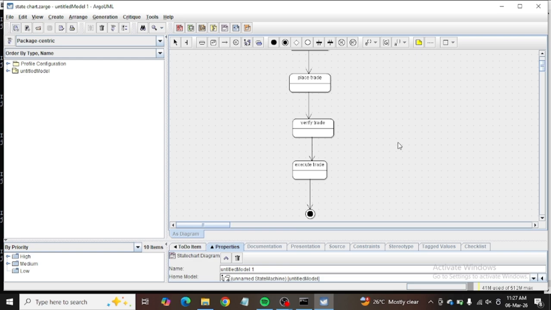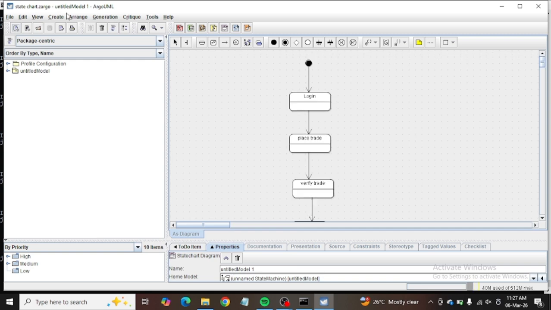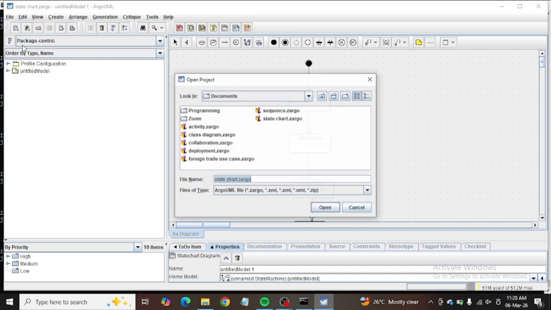If the trade is approved, the system moves to the next state where the trade is executed successfully. If the trade is rejected, the trade request is cancelled. Finally, the process reaches the final state indicating that the trading operation has been completed.